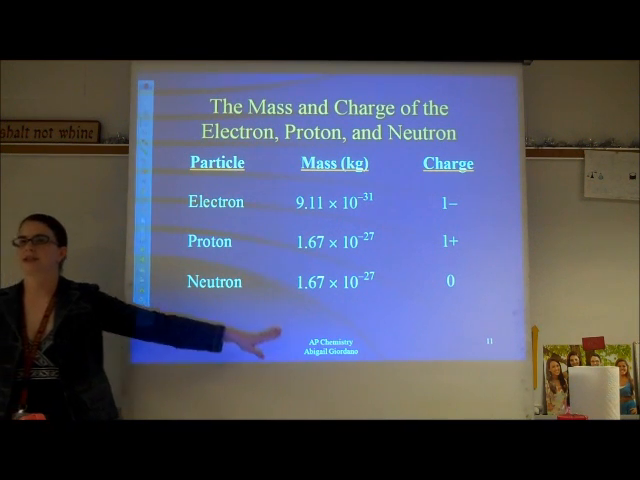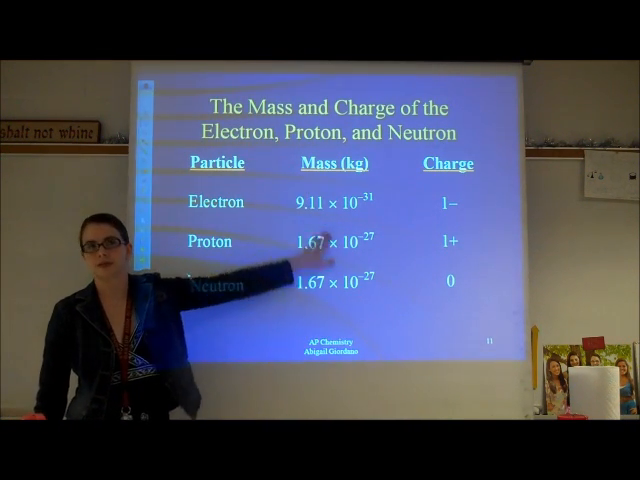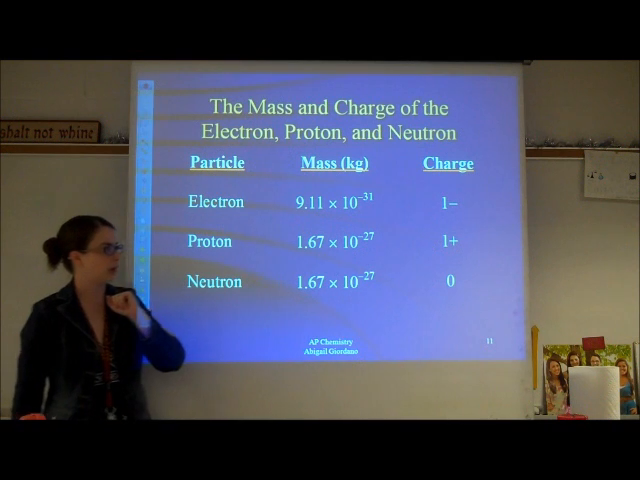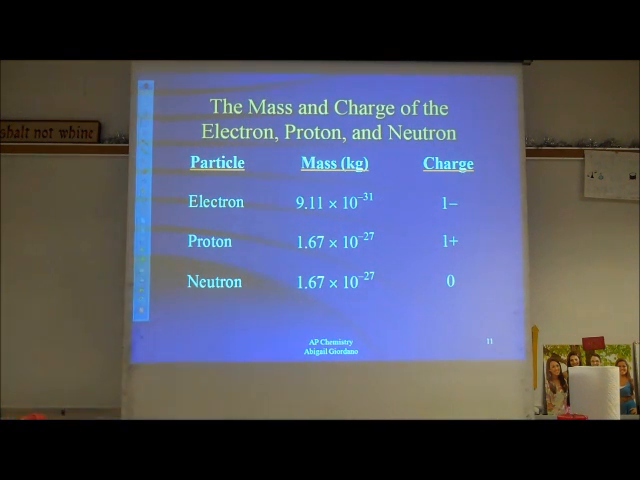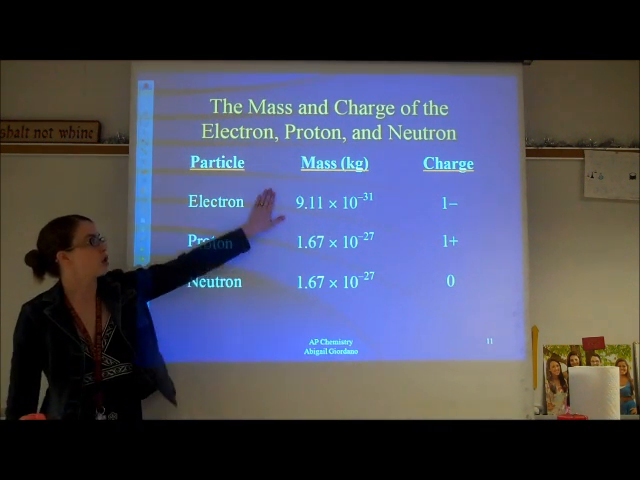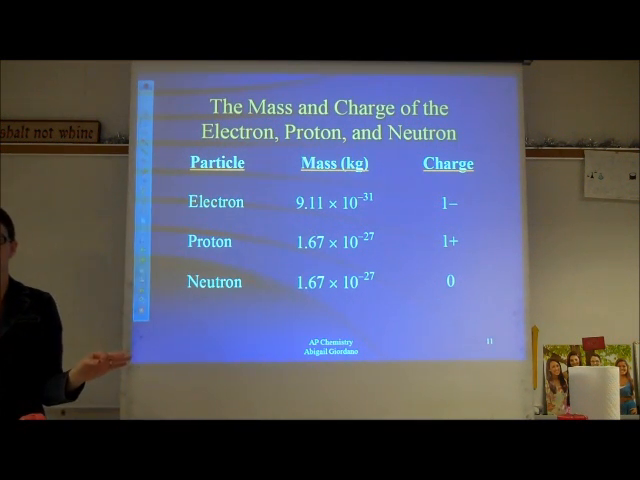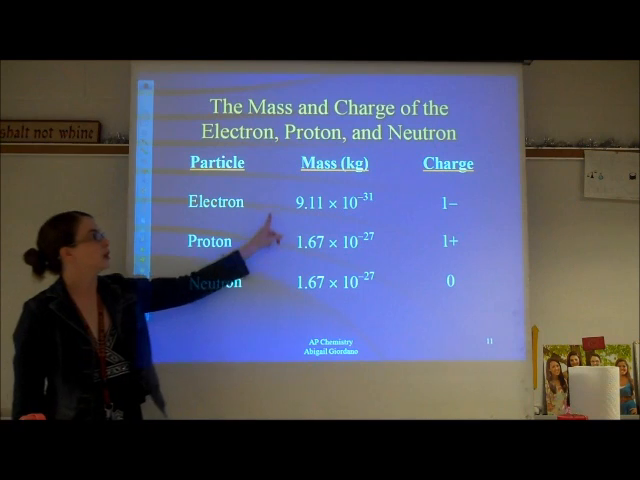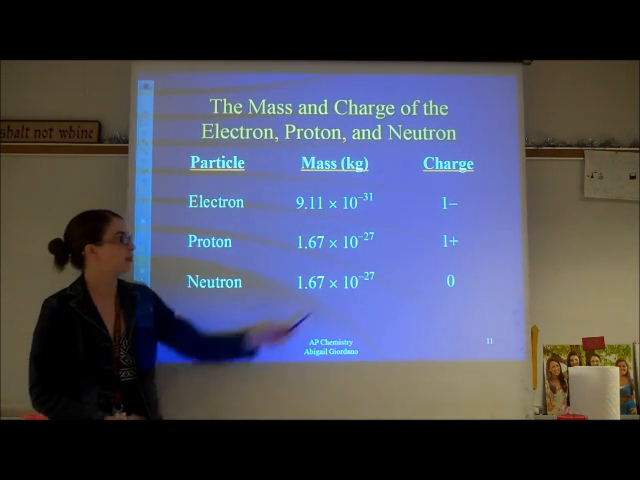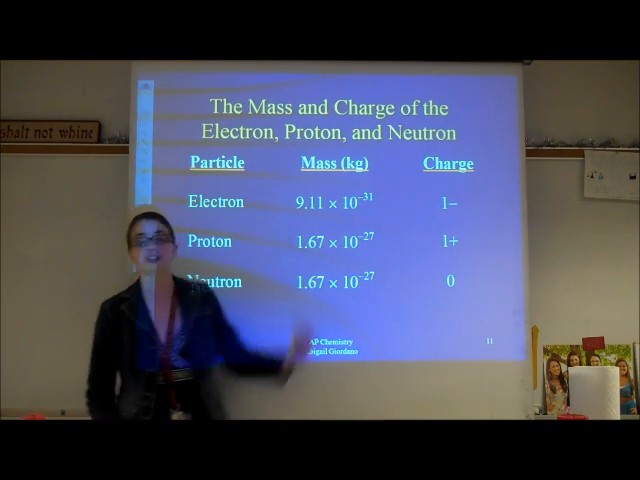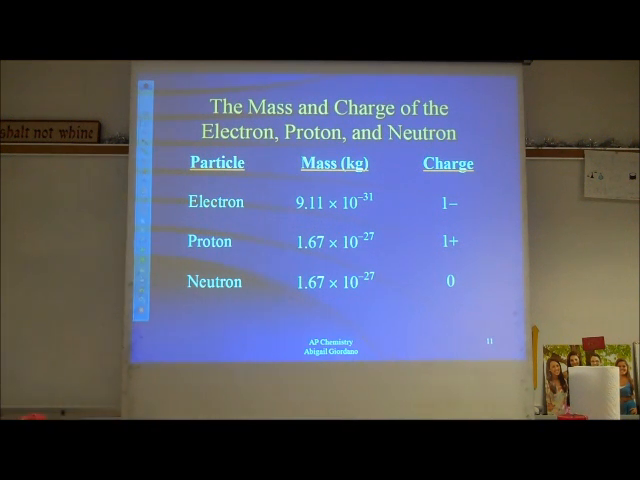Folks, do not memorize these numbers. Do not memorize them. Okay? I assume that you all remember the various charges of your subatomic particles. The only thing I want to show you here with these masses is that your proton and neutron are the same size, and your electron is much smaller. This may not look like that big of a difference to you. That is a huge difference, okay, in size.